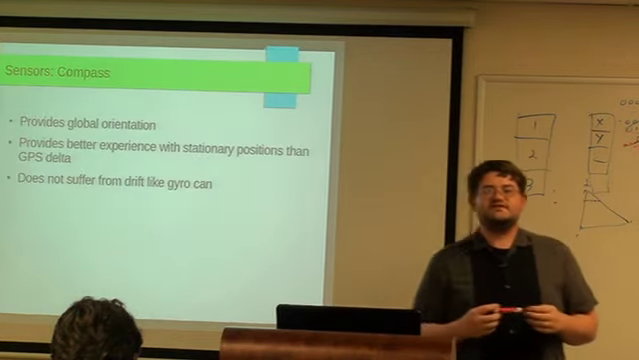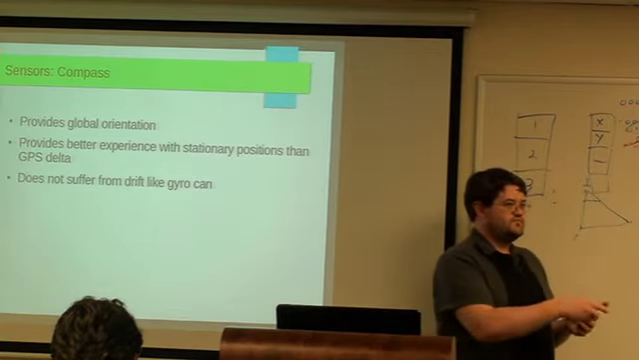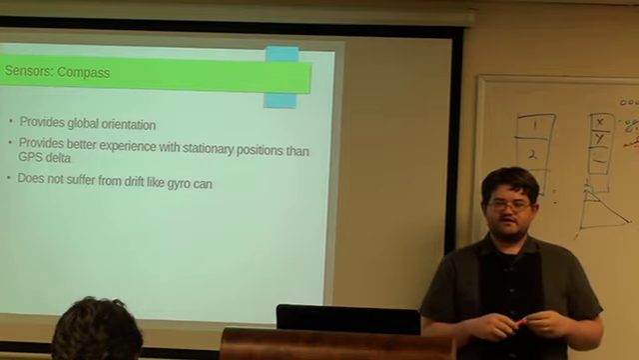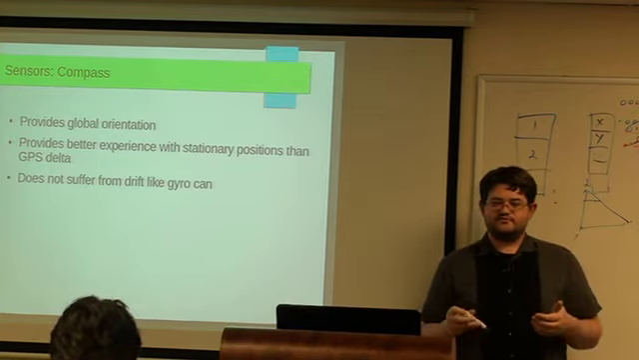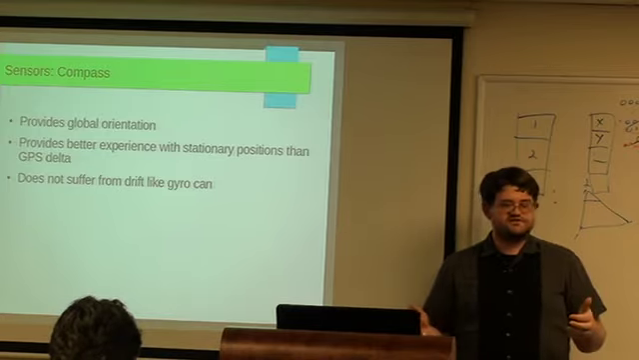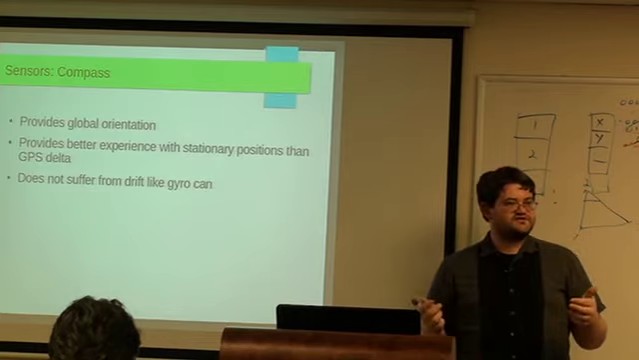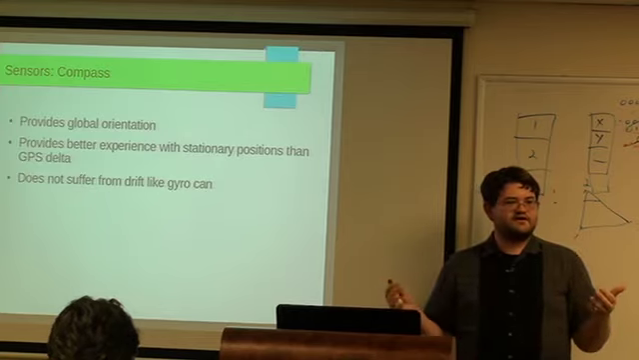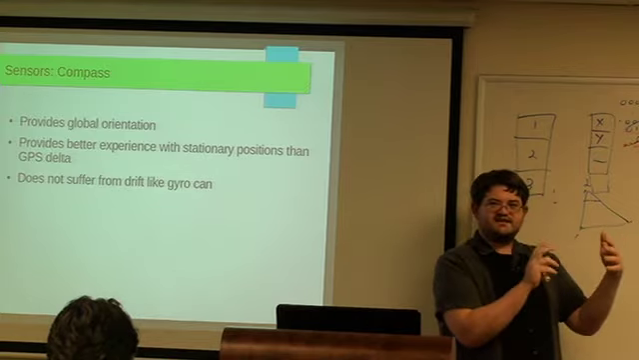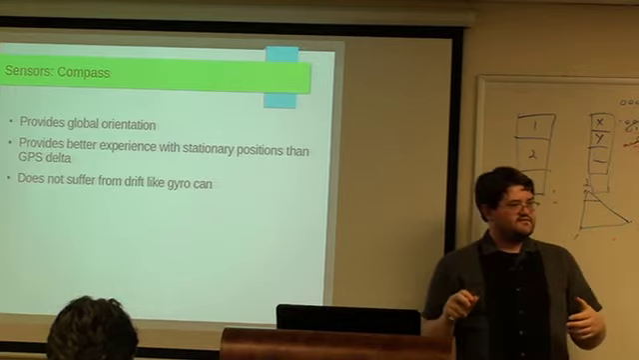Compass. This is exactly what it sounds like. This is a sensor that tells you what orientation you are in the world. Unlike the gyroscope, this gives you a global orientation. A gyroscope can suffer drift. It has a certain amount of error in it, so every single time it changes, it's slightly inaccurate. If you go in the same direction for the same amount of time, then it's accurate.